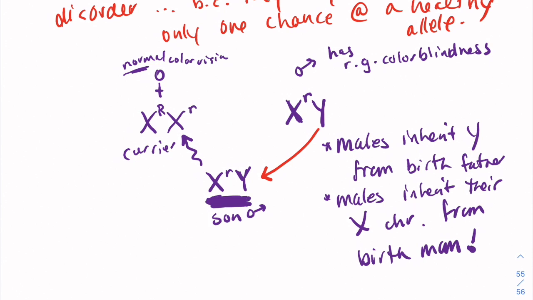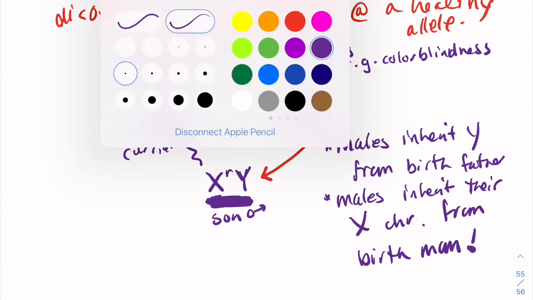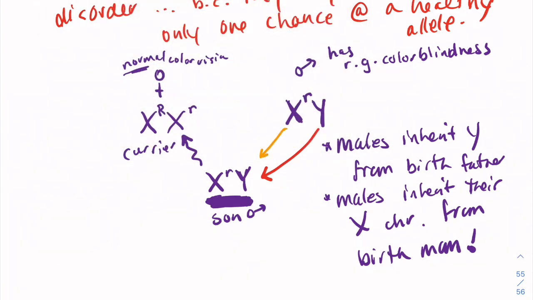So, if you know any males with red-green color blindness, they inherited that allele from their mother because it is on the X chromosome. Males inherit their X chromosome from their birth mother, not their birth father, because if their birth father had donated his X, well then the baby would have been female at birth, right? Not male at birth. That's how the inheritance pattern works with X-linked disorders.